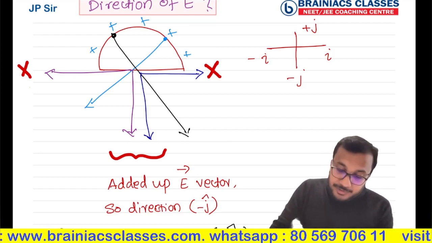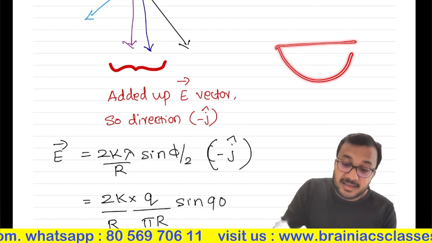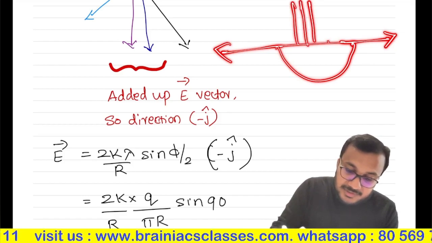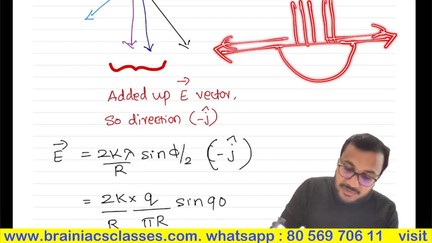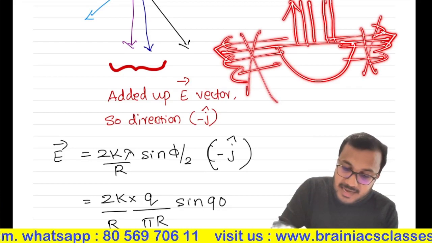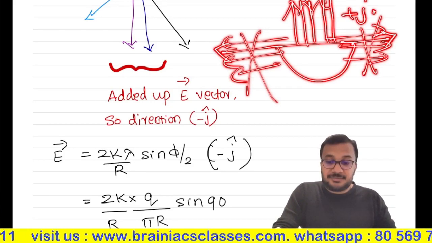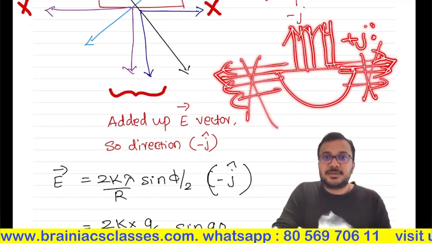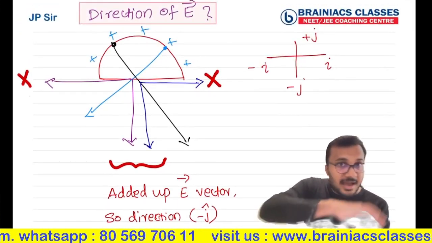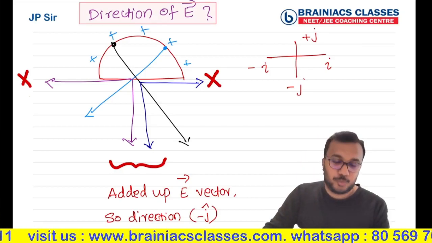Now, suppose the question is asking if you have placed it like this, then what will happen? This electric field cancels, this electric field cancels. Always the electric field is in this direction. All these left and right electric fields cancel. Only this will be added up. So what is the direction in this case? Positive J. If you keep it like this, it's in the positive J direction. All left and right will cancel. But in the question, it is given the other way, upside down. So electric fields are always in the down direction.